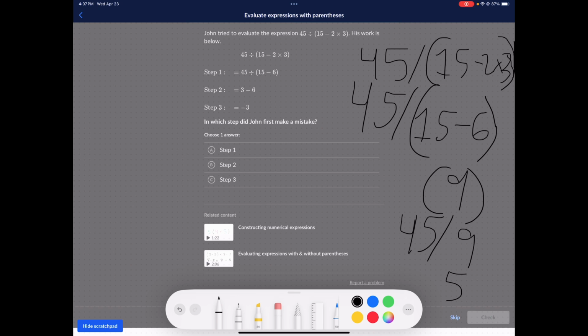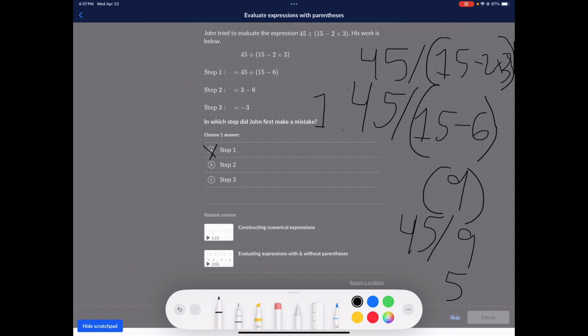So, okay, step 1, 45 divided by 15 minus 6. Hey, wait a minute, that's right here. And it looks like that is correct. So step 1 is not a mistake. So let's mark that wrong.